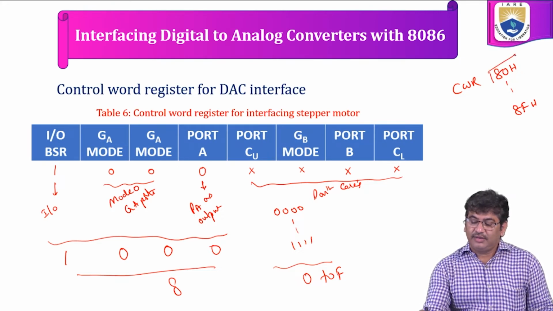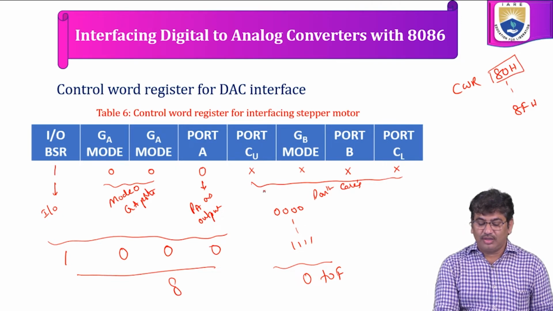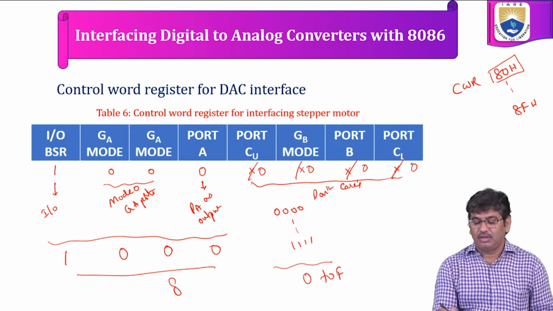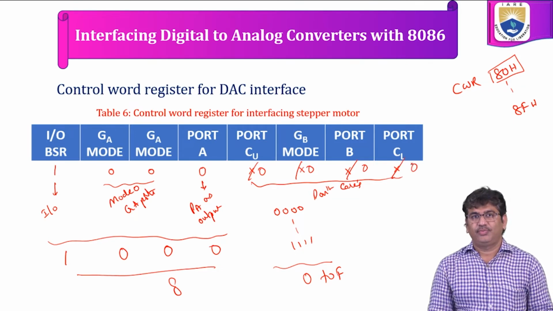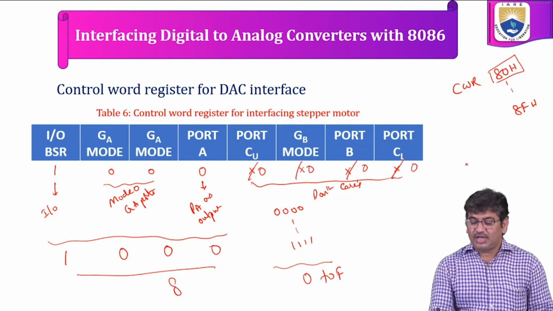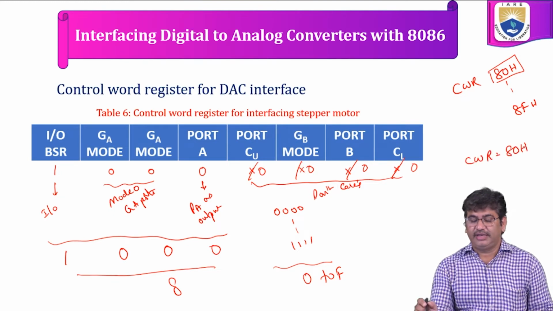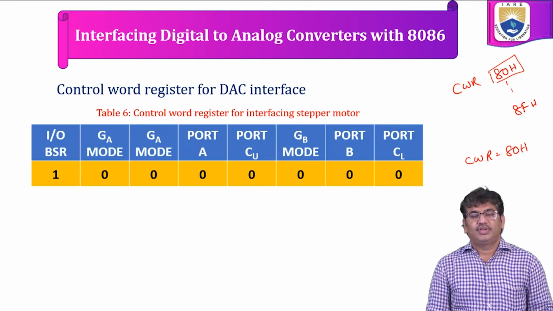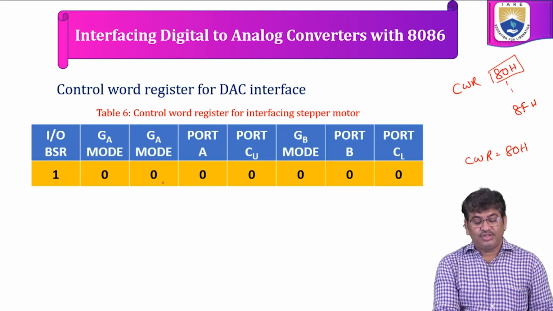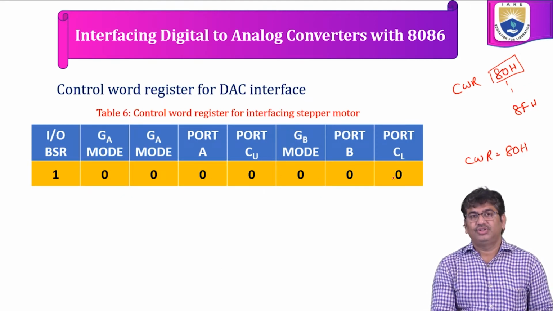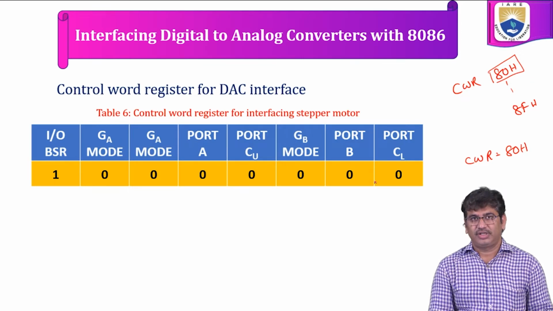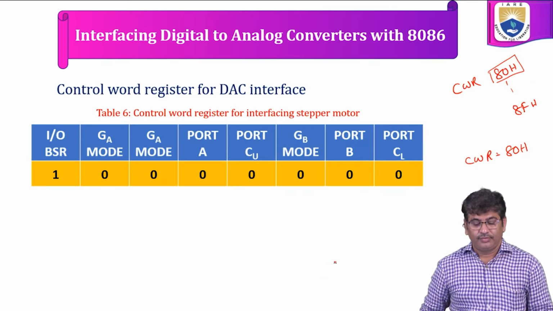So I am selecting the default values for all the ports, I'll select zeros. As they are don't cares, we can pass any value. I'm taking 0. So the control word register value I'll take for the DAC is 80H. So we are writing the control word register as 10000000, that is 80H.